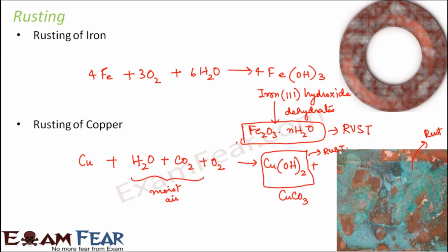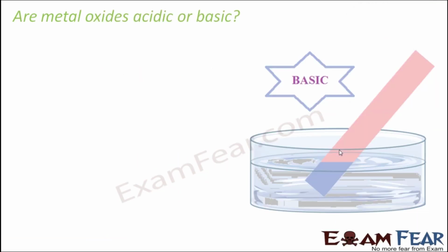Now you see all the metals, they react in presence of oxygen. So that's how it is when we talk about reaction with oxygen. Now the next question that comes to our mind is, are these metal oxides acidic or basic in nature? Whether we talk about magnesium oxide, copper oxide, or aluminium oxide, are all these oxides acids or bases?